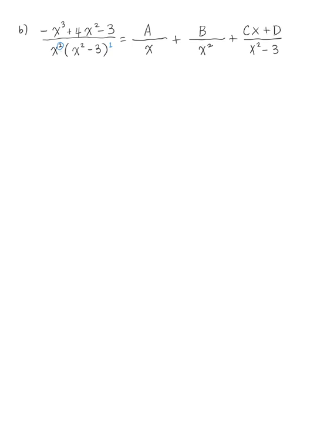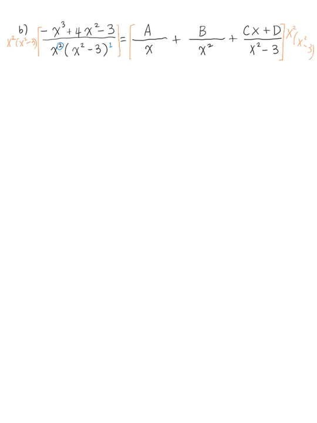All right, now the next step is this. We're going to multiply both sides by the LCD, which is x squared times x squared minus 3. Let me just write that out. Oh no, I'm running out of room again. So you're going to have x squared and then x squared minus 3.